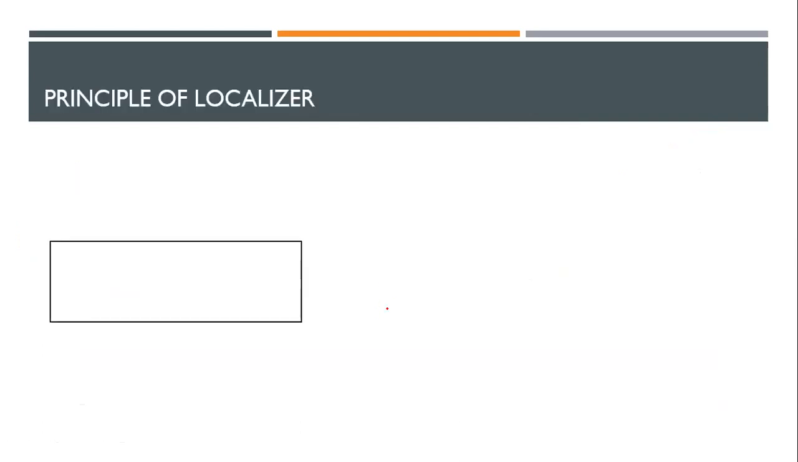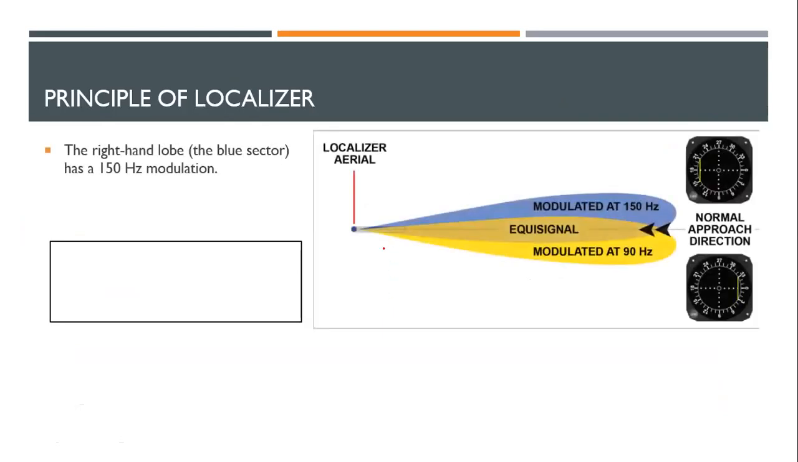All right, let's come to the principle of operation of the localizer. I told you about lobes. What are lobes? An aerial gives out a lobe like this. This shape is known as a lobe. Now what is an aerial? That antenna. That antenna gives off this lobe. There are two differently modulated lobes given out by the aerials. They have designed multiple aerials in such a way that they will give different modulation.